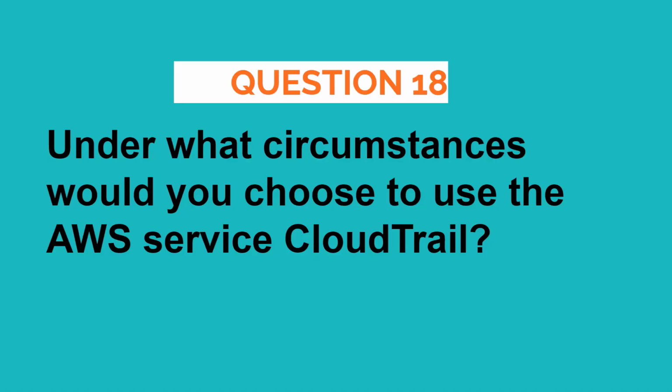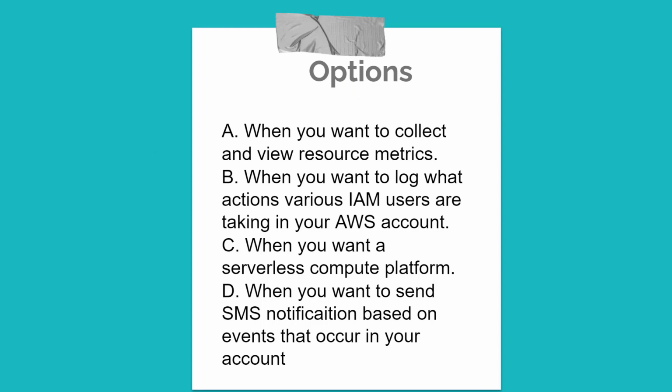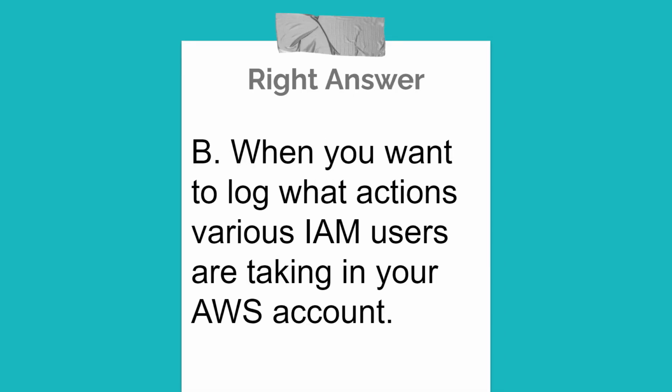Question 18. Under what circumstances would you choose to use the AWS Service CloudTrail? Options: A. When you want to collect and view resource metrics. B. When you want to log what actions various IAM users are taking in your AWS account. C. When you want a serverless compute platform. D. When you want to send SMS notification based on events that occur in your account. Right answer is B. When you want to log what actions various IAM users are taking in your AWS account.